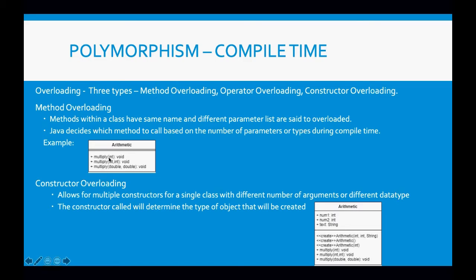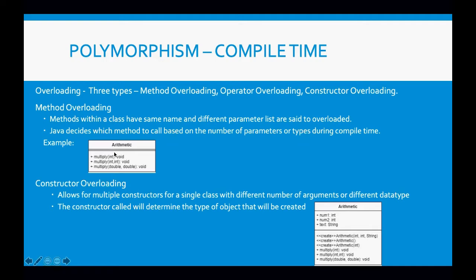The first one has only one parameter, which is an integer. The second one has two parameters, which are both integers, and the third one has two parameters as well, but the parameter type, the data type, is different, which is a double, two doubles.